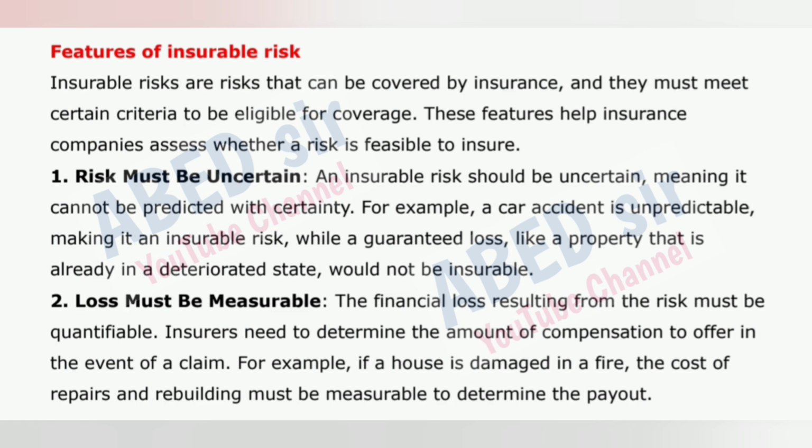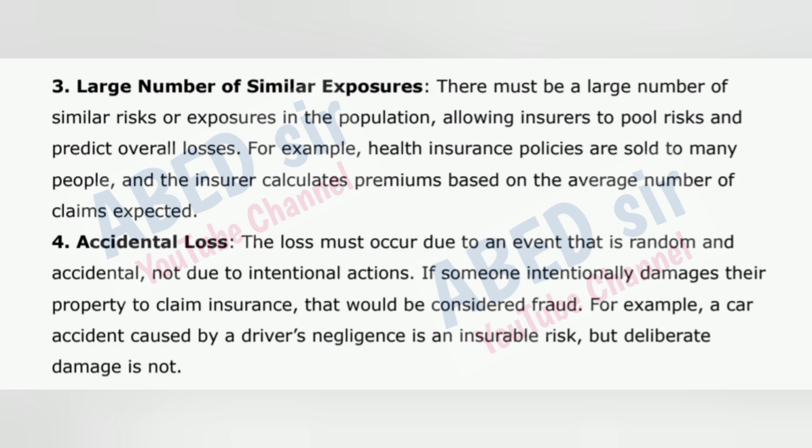For example, if a house is damaged in a fire, the cost of repairs and rebuilding must be measurable to determine the payout. 3. Large number of similar exposures. There must be a large number of similar risks or exposures in the population, allowing insurers to pool risks and predict overall losses. For example, health insurance policies are sold to many people, and the insurer calculates premiums based on the average number of claims expected.